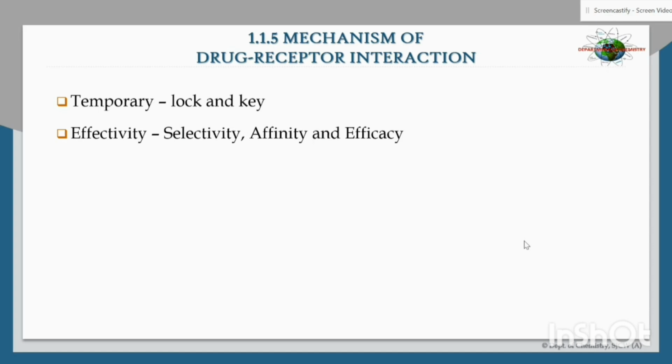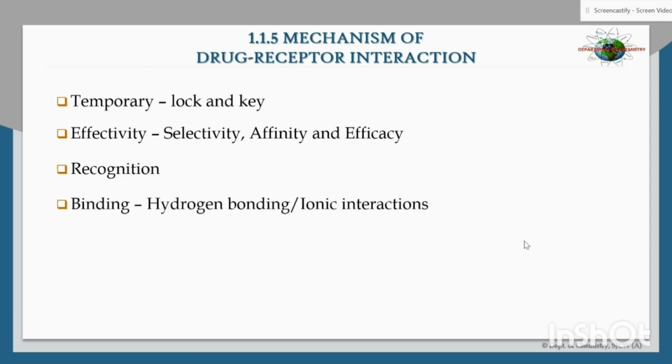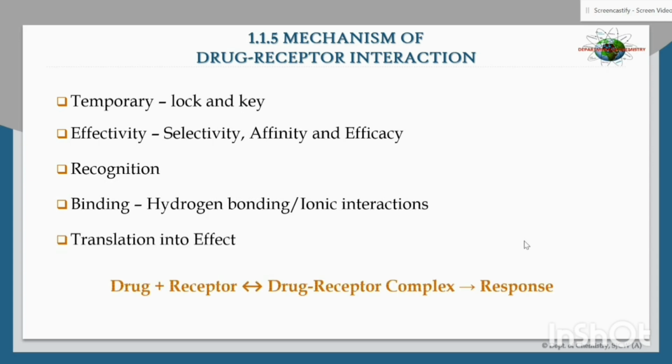Selectivity refers to the mutual preference between the drug and the receptor. Affinity is the inclination to get bound to one another, and efficacy is the ability to generate the desired response. So, the effectivity of drug receptor interaction is governed by three factors: how the drug prefers a particular receptor, or conversely, how the receptor prefers a particular drug, or what is the inclination between the two to get bound to one another. Once they are bound, what is the ability of the drug receptor complex to generate the desired response.